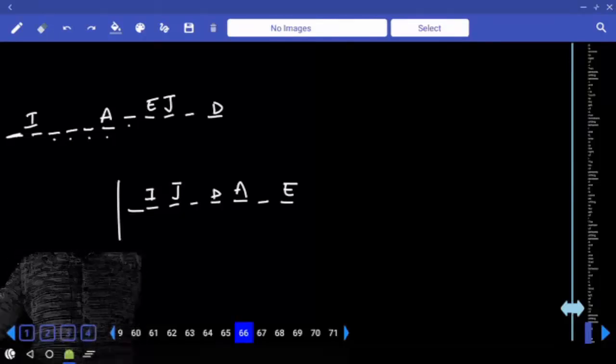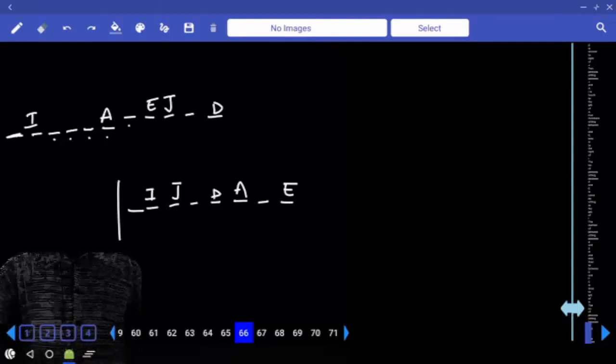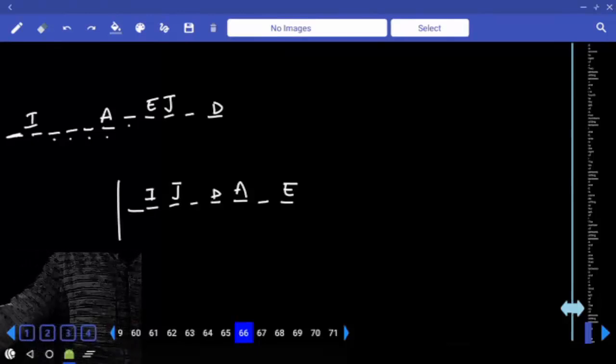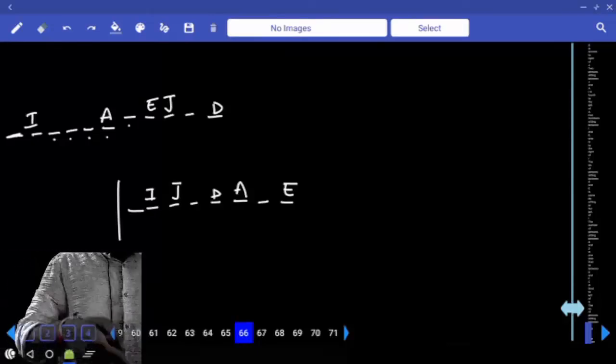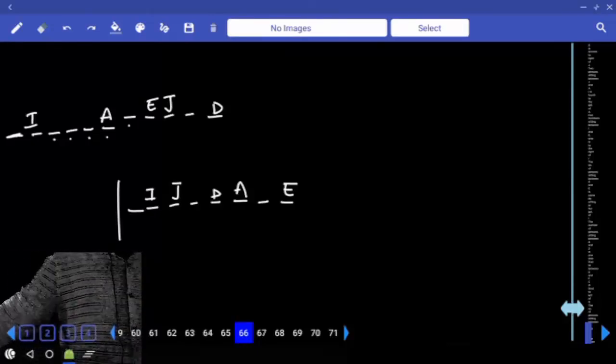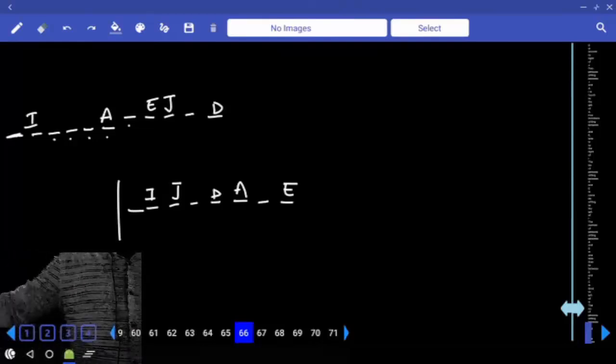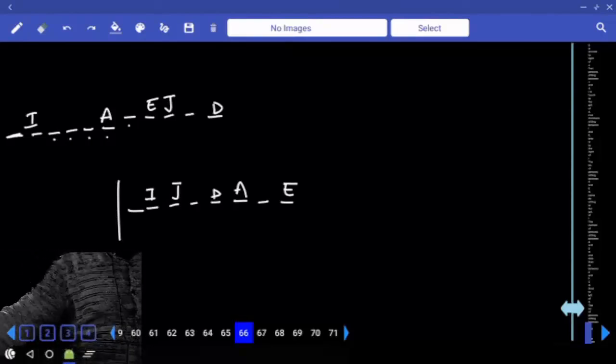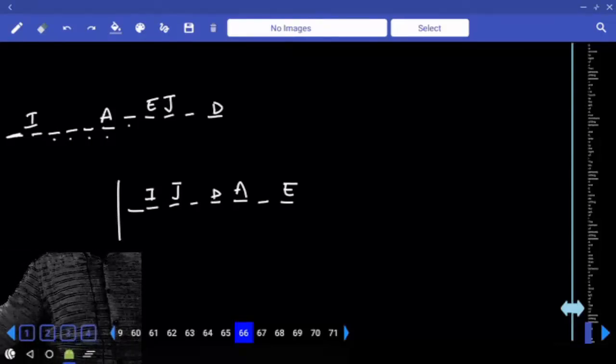Similarly here, what is the clue? The number of persons between A and D is 1 less than between D and F. How many between D and A? 4. How many between D and A? 4. Then how many between D and F? 5. How many between D and F? 5. Understood or not?